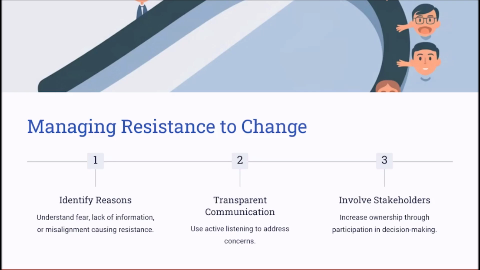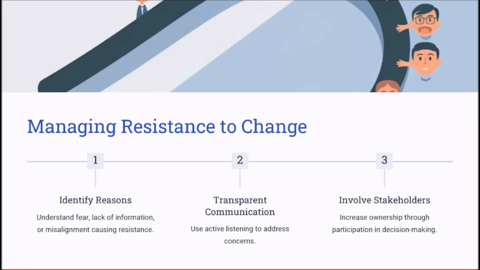To manage resistance to change effectively when dealing with the stakeholders, first start with identifying the reasons for the resistance, such as fear of change, lack of information, or misalignment with the project goals. Then you need to use transparent communication and active listening to the stakeholders to ensure that all of their concerns are resolved in a timely manner. Also involve stakeholders in decision making to increase ownership.